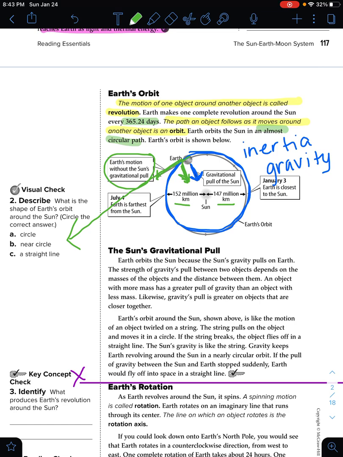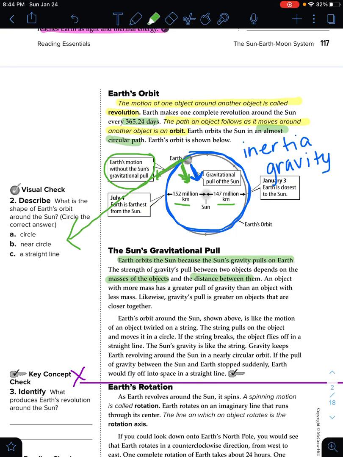The sun's gravitational pull. Earth orbits the sun because the sun's gravity pulls on Earth. Let's go ahead and highlight that. The strength of gravity's pull between two objects depends on the mass of the object and the distance between them. An object with more mass has a greater gravitational pull than an object with less mass. Likewise, gravity's pull is greater on objects that are closer together.